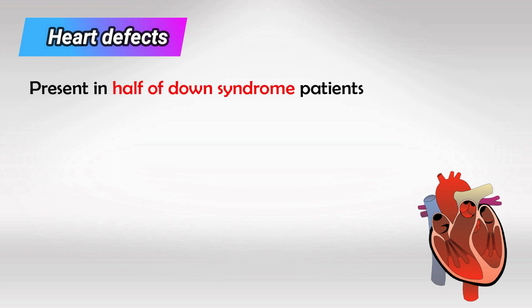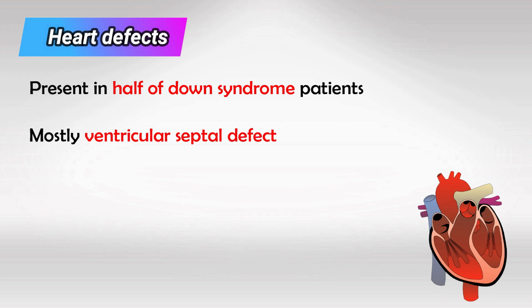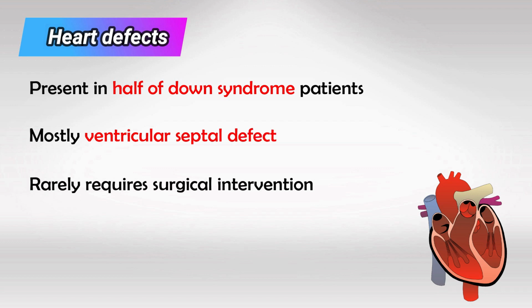Starting with heart defects, around half of patients with Down syndrome are born with some congenital heart defects. The most common, of course, being ventricular septal defect. Some of these heart defects will require surgery early in life.